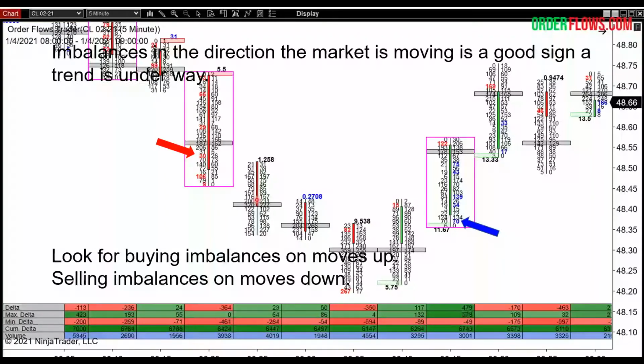That's your imbalance there. And it's the same as markets move down, you generally see selling imbalances, which are the red numbers in a bar. As markets move up, you're seeing blue numbers in the bar, right? As opposed to the black numbers, it's just your normal order flow, okay?